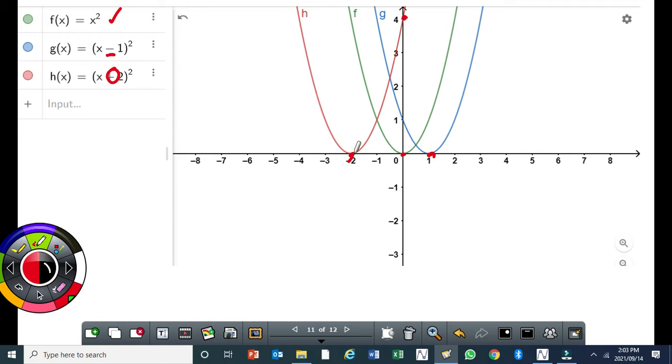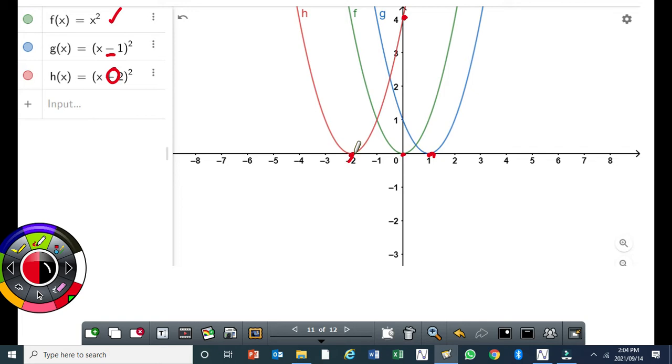So the transformation that results in the formation of the graph of h can be explained in 2 ways based on the 3 functions that we have. Okay? f is related to h. That is, if you move the graph of f by 2 units to the left, you get the graph of h. If you move the graph of g by 3 units to the left, you get the graph of h.